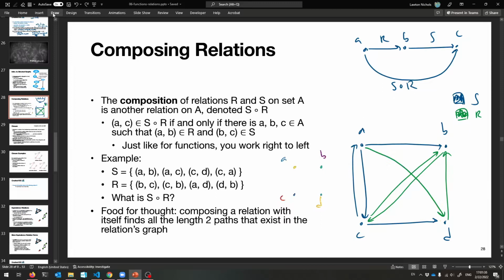Okay, alternatively, let's start at B. I can do a green thing. Can I do a blue thing now? I can do two blue things. So B is related to, under the compose relationship, I can either go up to A or over to D. So B is related to both A and D. Because I can do boop boop, B is related to A. And I can do boop boop, B is related to D. You see that? That's how composition works.